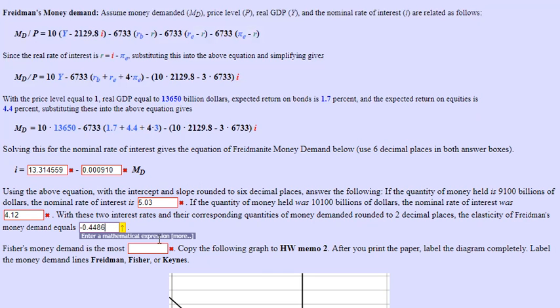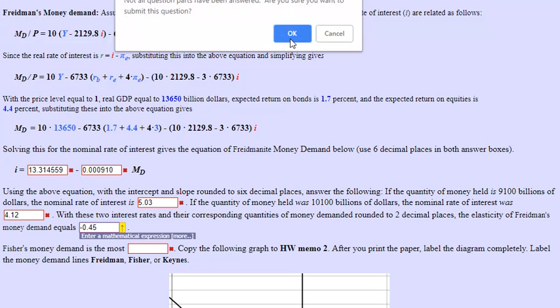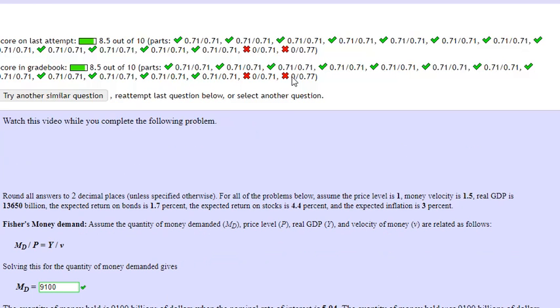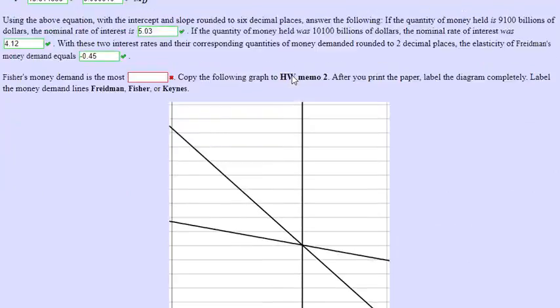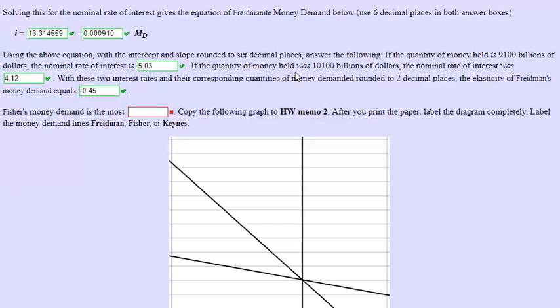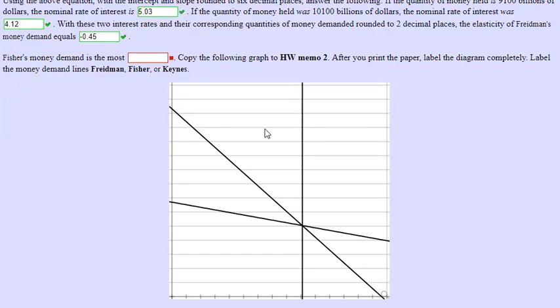And I want 2 decimal places, right? So that's a 5 right there. Now I'm going to hit enter, and I should get everything correct, except for the last 2 answer boxes down here, right? So let's go ahead and answer the questions down here. Well, when you cut this out, you have to label which one's which. I'm not going to do it for you because that would just be too easy. I'll let you figure it out.